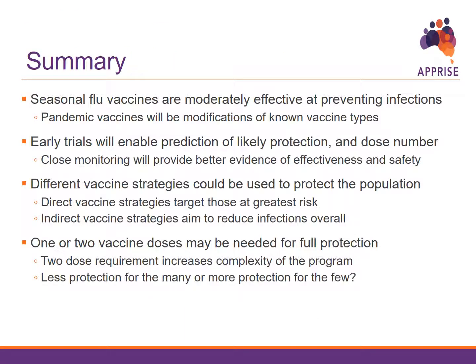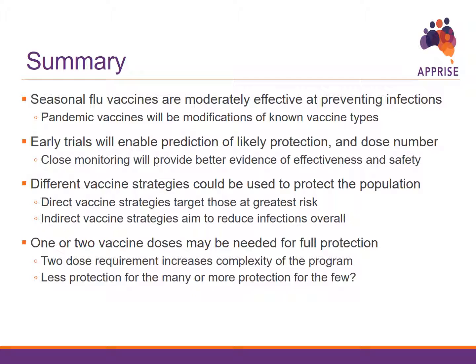In summary, we know that seasonal flu vaccines are moderately effective at preventing infections. Pandemic vaccines will be modifications of these vaccine types. Early trials will enable prediction of likely protection based on antibody responses and also tell us how many doses of vaccine will be needed. However, close ongoing monitoring in the population will provide better evidence of effectiveness and safety.